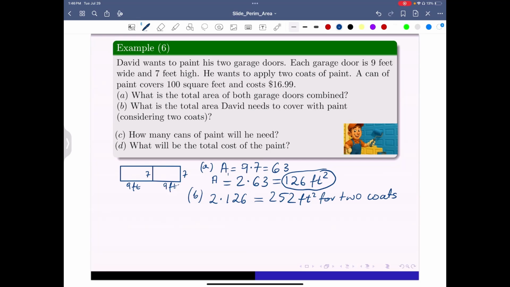And part C, how many cans are needed? If one can covers 100 square feet, and we need 252, so we would divide 252 by 100 square feet. That would be the total, how many cans do we need? And if we divide this, we would get 2.52, so 2.5 cans. So this is approximately 3 cans of paint.